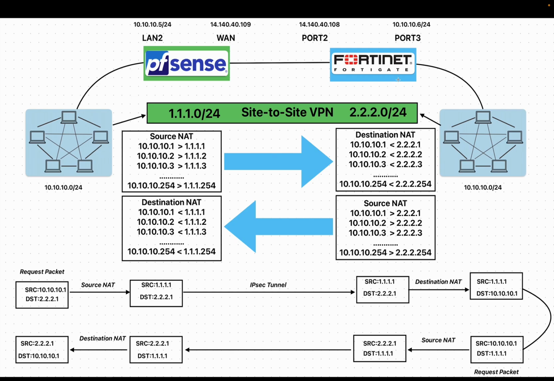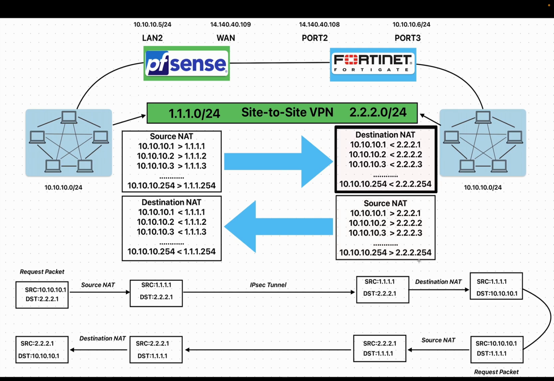And on the Fortigate firewall, before we start the session, the 10.10.10.0/24 subnet will be using the 2.2.2.0/24 subnet for the source NAT as well as the destination NAT. For example, 10.10.10.1 will get translated to 2.2.2.1, and the last IP 10.10.10.254 will get translated to 2.2.2.254 while doing the source NAT.